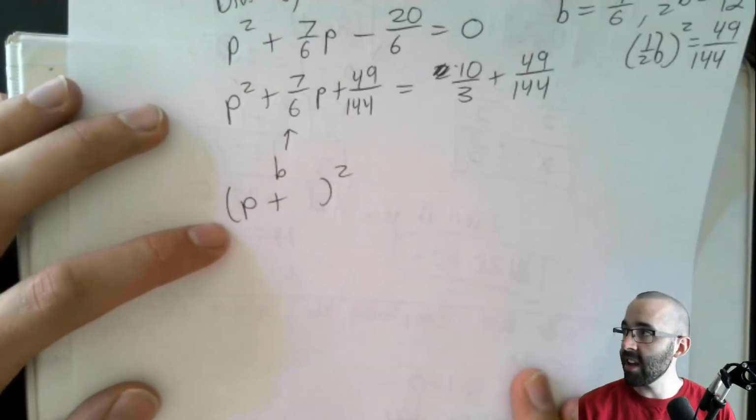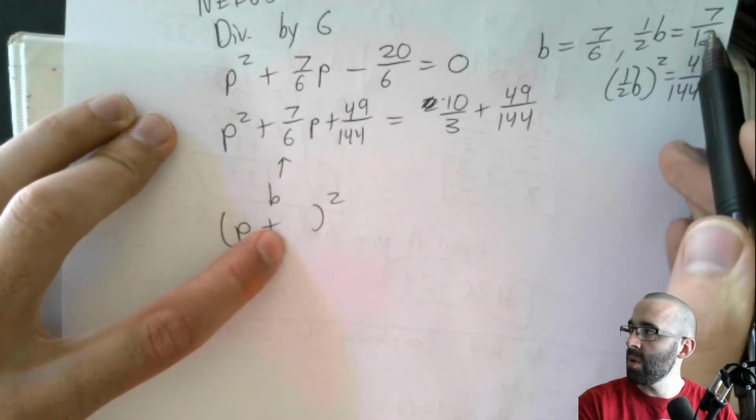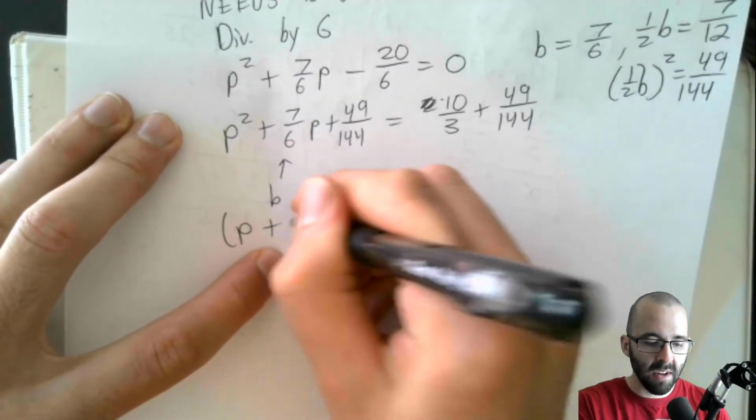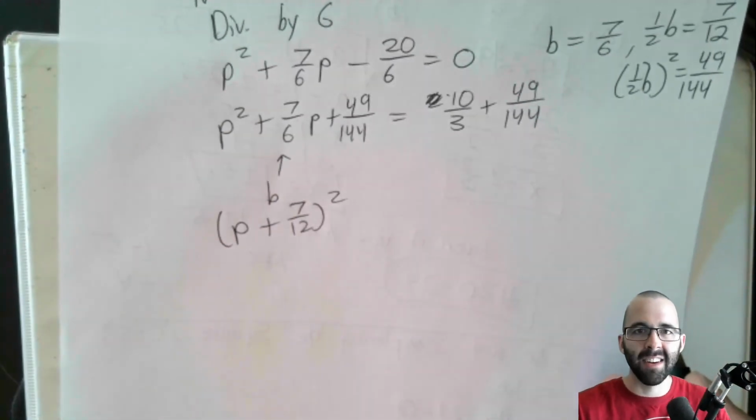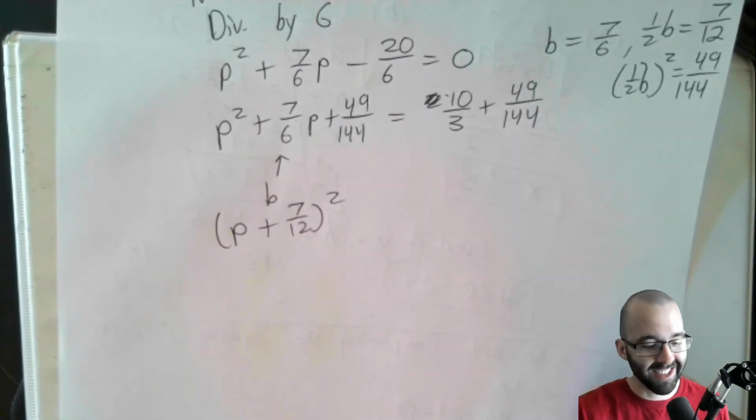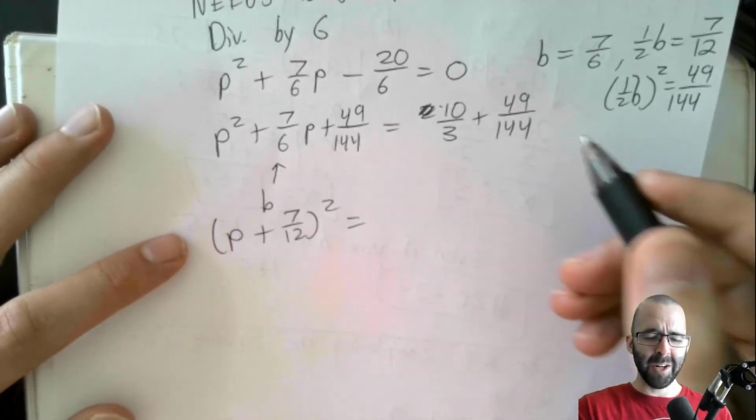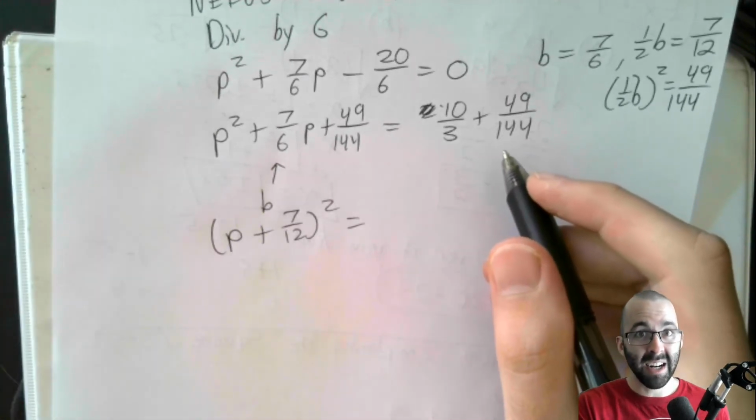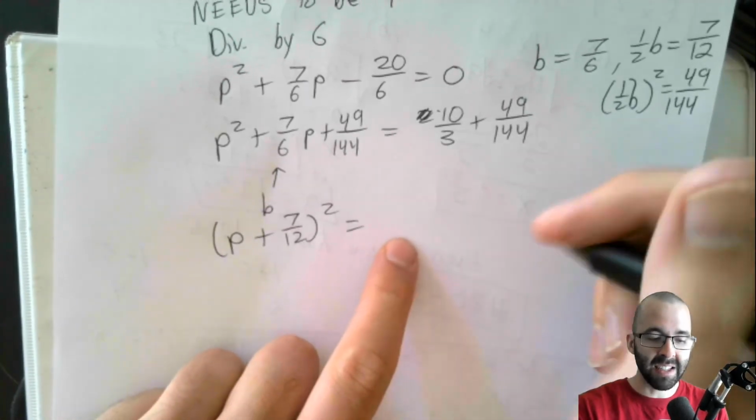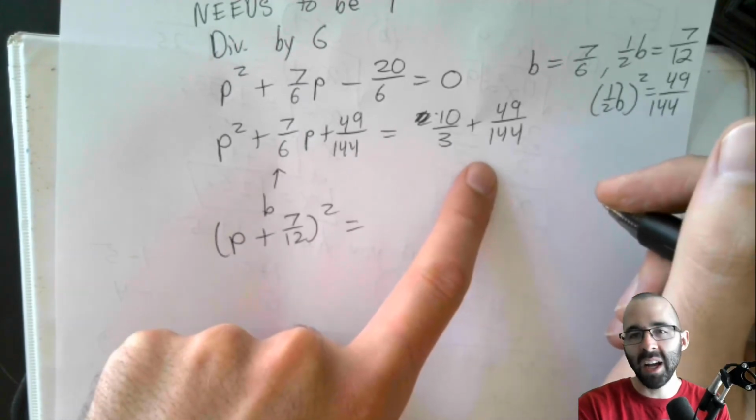So here, let's look at our 1/2 b, and that's what goes here. We said 1/2 b was 7/12. It's always going to be the same. Just copy it over. Don't even have to think, which is nice. And the right-hand side is 10/3 plus 49/144. You can use your calculator to help with this, but keep it as a fraction. If you're doing this by hand, we need a common denominator, which is going to be 144.